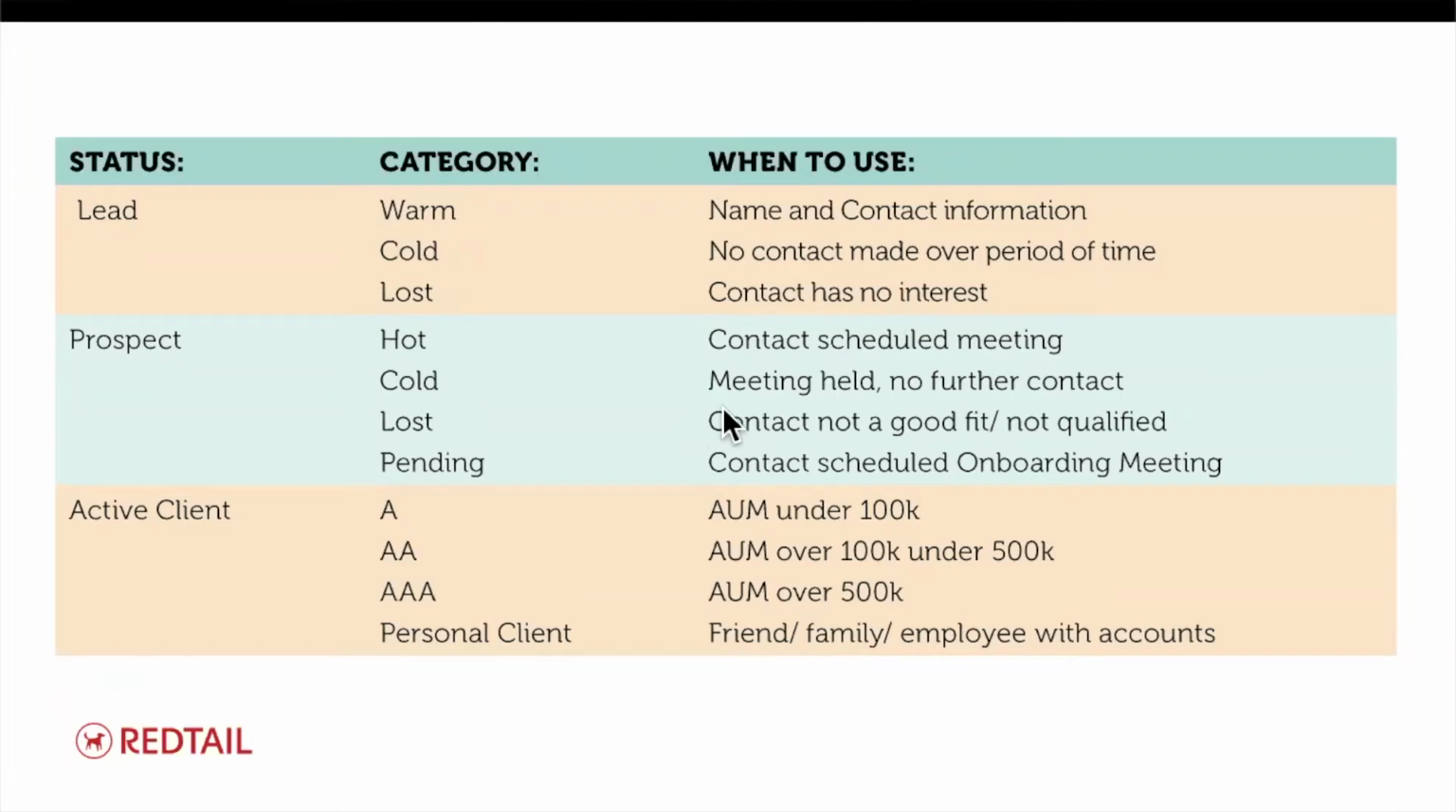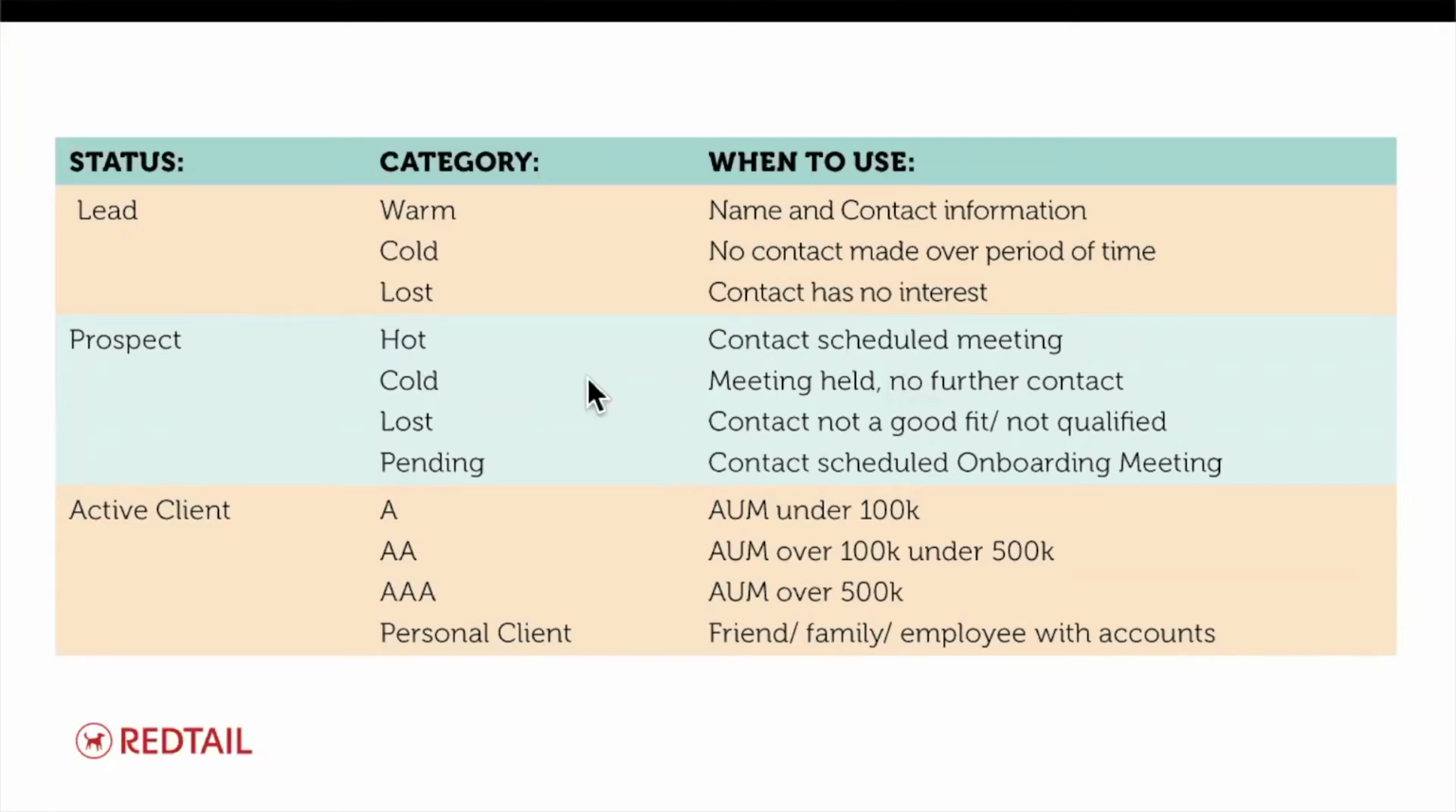If they're cold, it means the meeting was held and then there's no further contact afterwards. If they're a prospect that's been lost, it means it wasn't a good fit. They weren't qualified. Or if they're pending, it means that we've actually scheduled their onboarding meeting. So again, each of these different categories can correlate back to the prospect and have a different meaning for the contact record. You'll see that gives you so much information just by using those two fields.